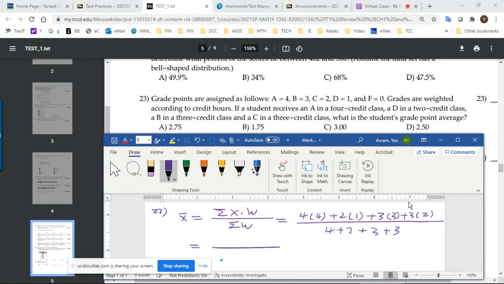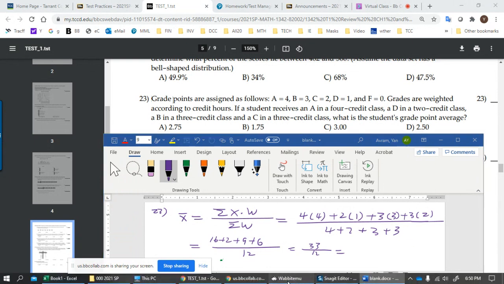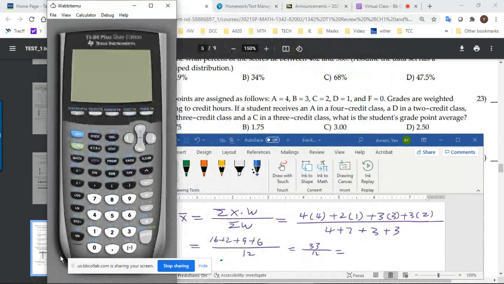And then we're going to go ahead and do a quick calculation. The denominator will be what? 4 plus 2 plus 3 plus 3 will be 12 credit hours. This is what the student takes. And then the total points here are 16 plus 2 plus 9 plus 6, right? If you multiply that together, that's 18, 27, 33 over 12. Okay, and then you can use the calculator to give you a quick calculation. 33 over 12 will give you 2.75.